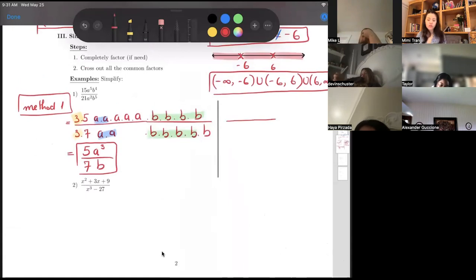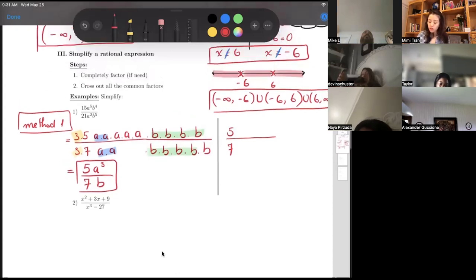Okay, so 15 and 21, everybody know how to do that. So 5 over 7, right? A to the 5th in the top, a squared in the bottom. So we have this rule called the exponential rule, right? If you have a to the m, of course they have to have the same base.